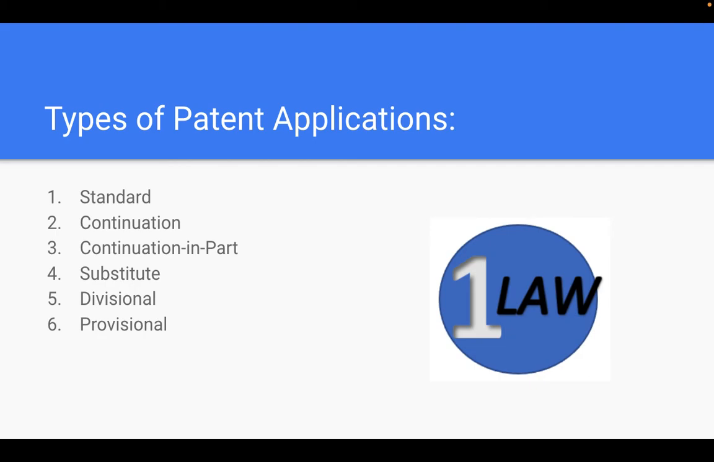The fourth, you could have a substitute application, which is the same application by the same applicants, but there's no co-pendency, so you don't get the benefit of the earlier filing date. Next, you could have a divisional application, which is a distinct and independent invention. And you could have a provisional application, which you file to get the earlier date. You don't need to have any claims or any oaths. However, it auto-abandons after one year of filing.